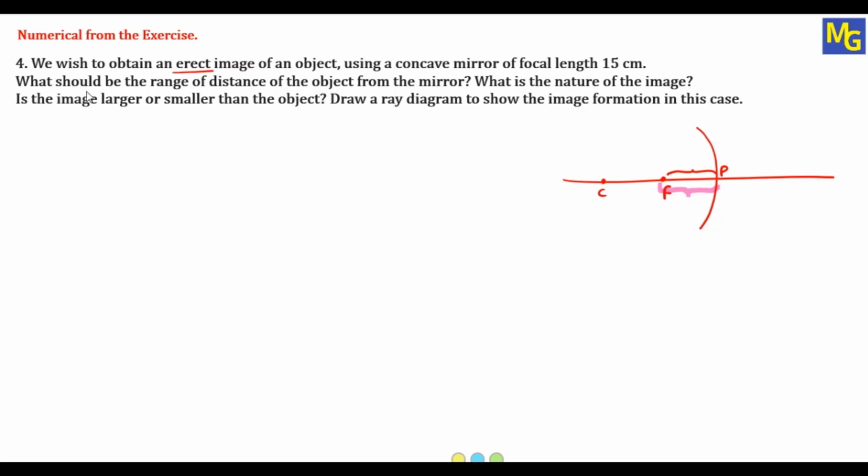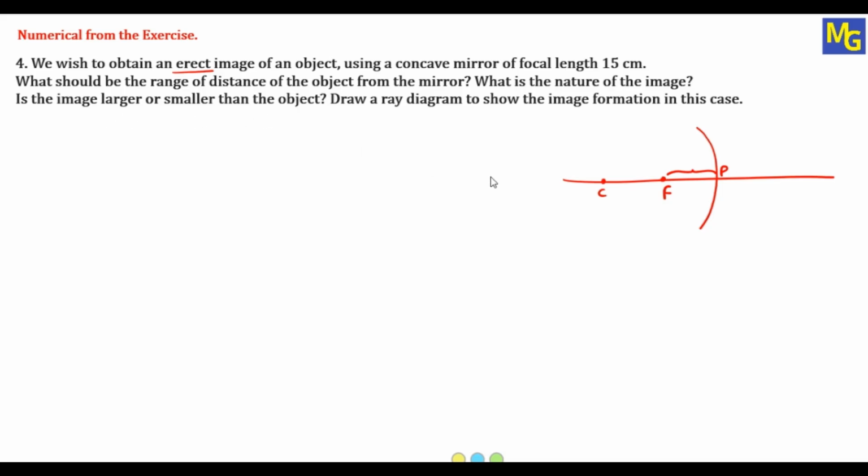So here the question is, what should be the range of distance of the object from the mirror? So what is the range? The range is, it should be less than 15 centimeter. What is 15 centimeter? This focal length is 15 centimeter. If I see the distance between capital F and pole, it is 15 centimeter. And as I told, our object should be between these two. So it should be less than 15 centimeter. So remember, our range of distance of object from the mirror should be between F and P, that is less than 15 centimeter.